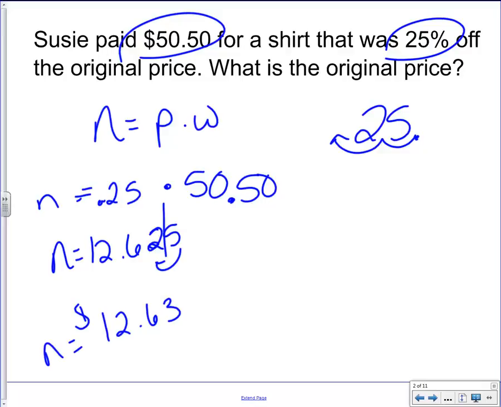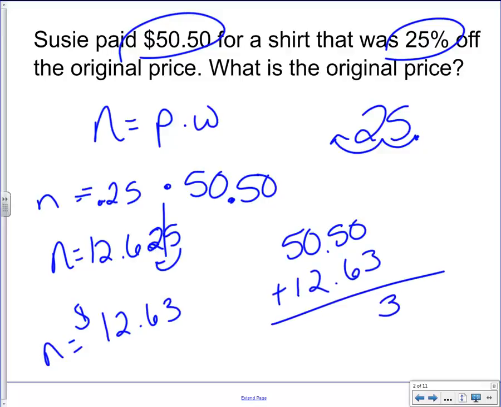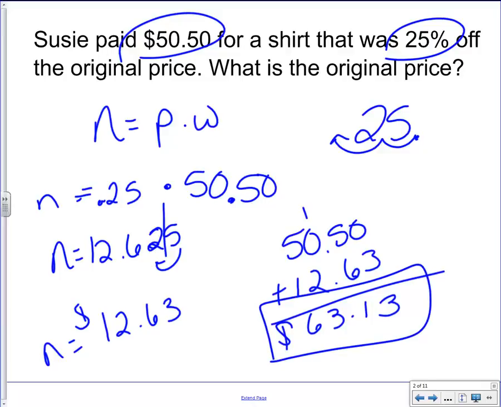So this is how much money they took off of the original price. That's the discounted amount. So we're going to take $50.50 and add $12.63 to it. And so when we do that, we end up with $63.13 as how much the original price was.